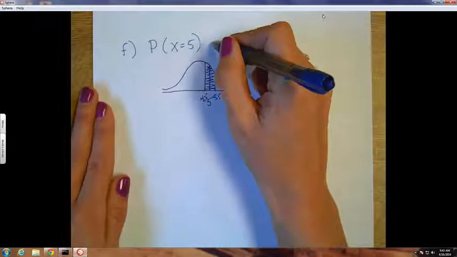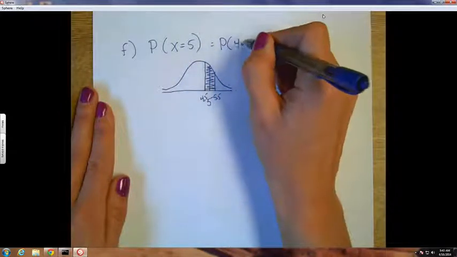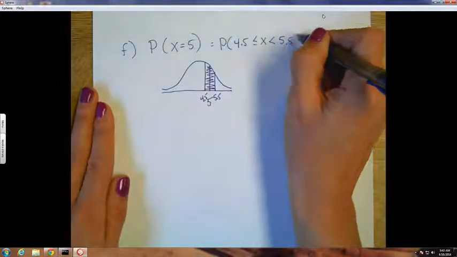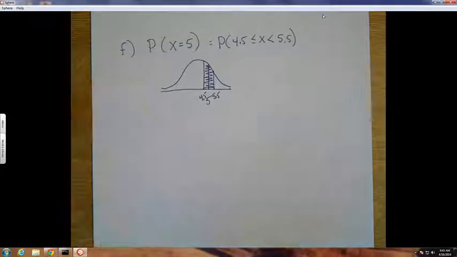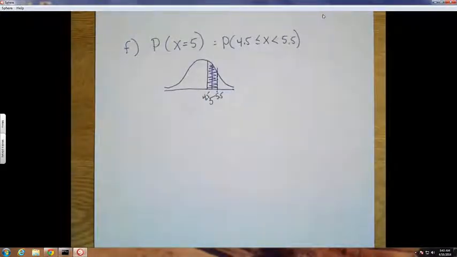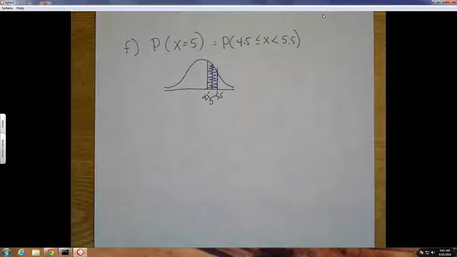So 4.5 less than or equal to x less than 5.5. Oh, well, it could probably be a dotted line here, you know, instead of a solid, something like that. But when we use the NCDF, it's not going to matter, because you're going to take that 5.5 and turn it into a z-score. Okay, now that you've got that under control, we're going to try this.